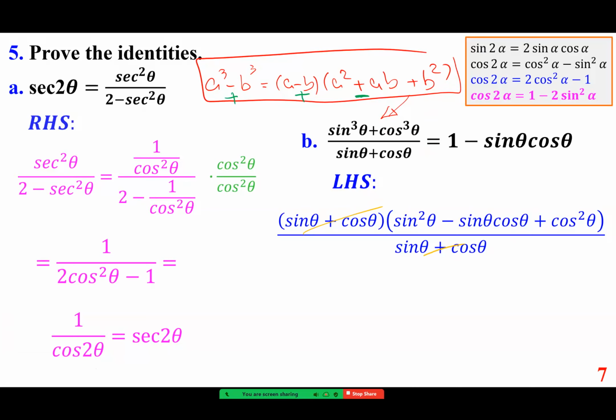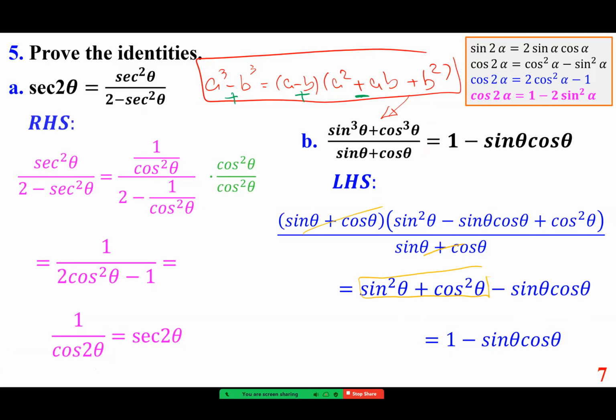we can drop the common factor of sine theta plus cosine theta from the top and the bottom. Let's write the rest of them, and let's write sine squared and cosine squared next to each other so it becomes clear. This is 1.